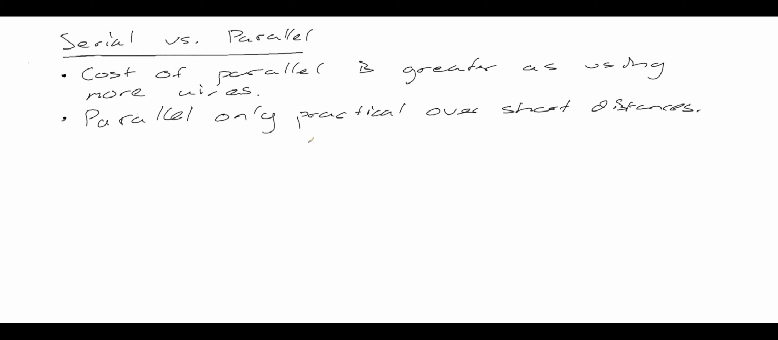What about speed of serial and parallel? Well, you'd think that parallel is going to be a lot faster than serial because with parallel you're transferring more bits per transfer than you are with serial. With serial you're only transferring one bit at a time, whereas with parallel you're transferring multiple bits at a time.